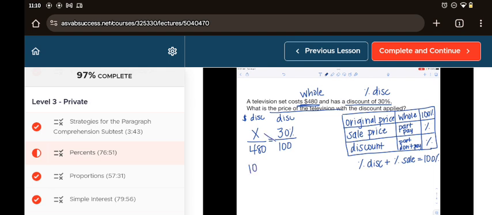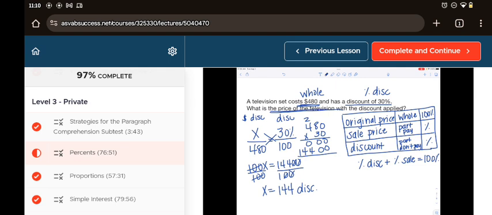Let's cross multiply. 100 times x is 100x. 480 times 30, let's do that math over here. 14,400. Okay, I'm going to divide by 100. x equals 144 over 1, which is just 144. So this is my discount.